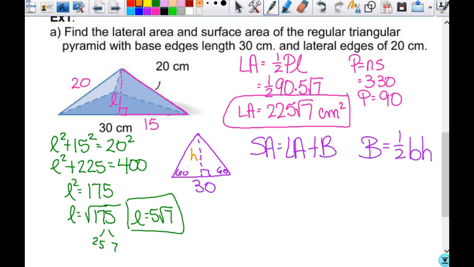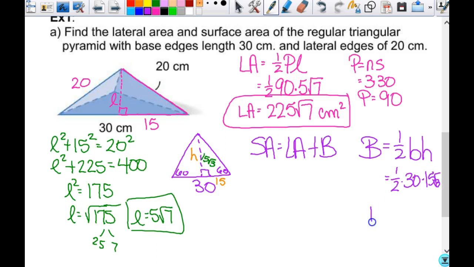is the height pretty easy to find? Yeah, because I've got special right triangles, right? What's the height of this triangle? 15 square root of 3, because this is 30, this is 15, and so that makes this right here 15 square root of 3. With an equilateral triangle, that should be something that's pretty easy for you to come up with at this point. So now I substitute this in, and I get 1/2 times the base, which is 30, times the height, which is 15 square root of 3.